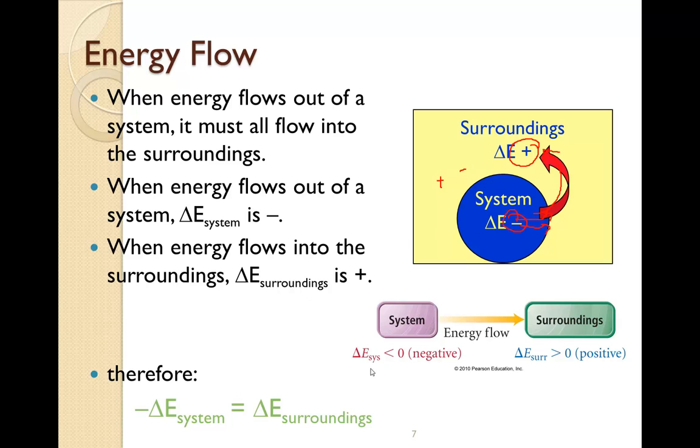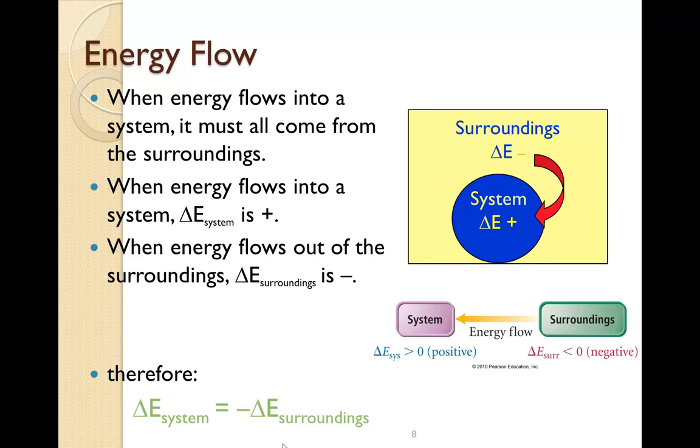So the system is the energy is going from the system to the surroundings. The system is losing energy while the surroundings is gaining energy, which is why that's positive. Notice that the delta E is going to be the same with just this change. There's a negative delta E for the system because it's flowing out, and a positive for the surroundings because it's flowing in.